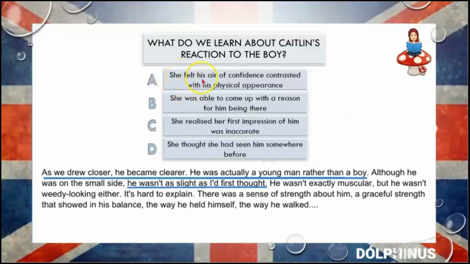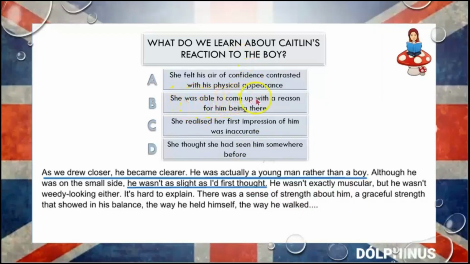A. She felt his air of confidence contrasted with his physical appearance. Okay, she does mention his air of confidence when she's making reference to there was a sense of strength about him. But is she contrasting it with his physical appearance? No.